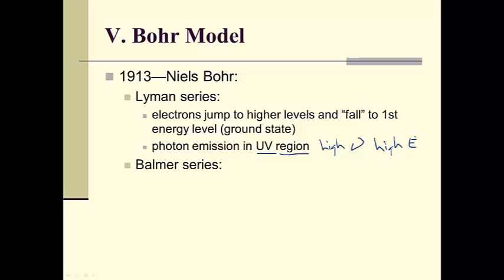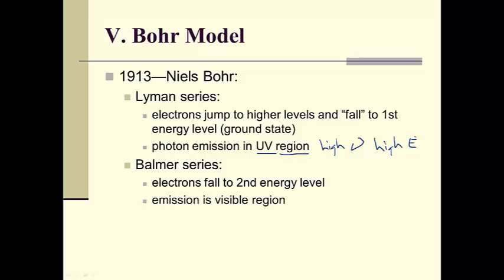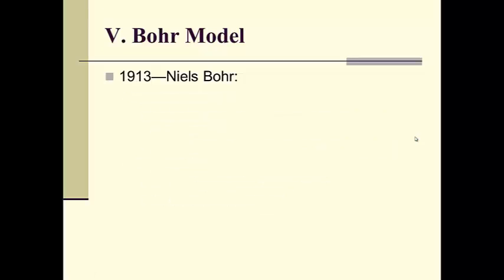Then there's the Balmer series. These are the ones that you saw. What happened was the electrons started on the ground state, they jumped up to higher energy levels, but they didn't come all the way back down to the ground state. They came back down to the second energy level. And these will produce those colors that you saw earlier.